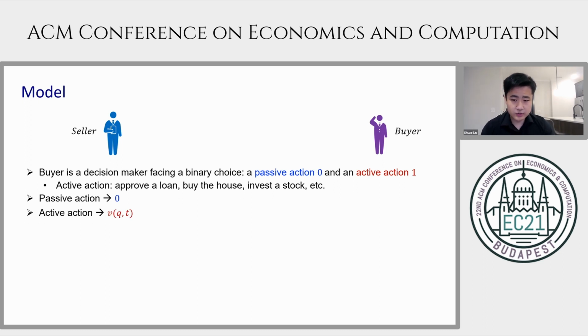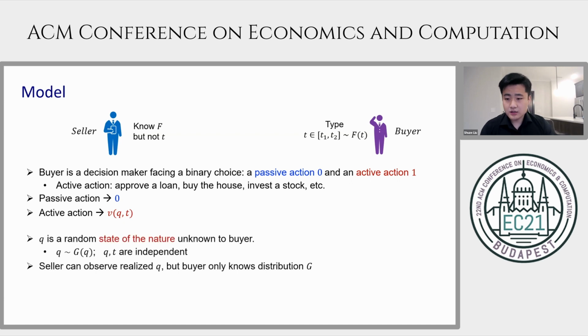The active action will derive utility V(Q,T), where T is the buyer's private type, drawn from a publicly known distribution F and bounded by T1 and T2. So the seller knows the distribution F, but not the exact T. Here, Q is a random state of nature, which is unknown to the buyer, and is drawn from a publicly known distribution G. Q and T are assumed to be independent. So the seller can observe the realized Q, which is the information, but the buyer only knows the distribution G.